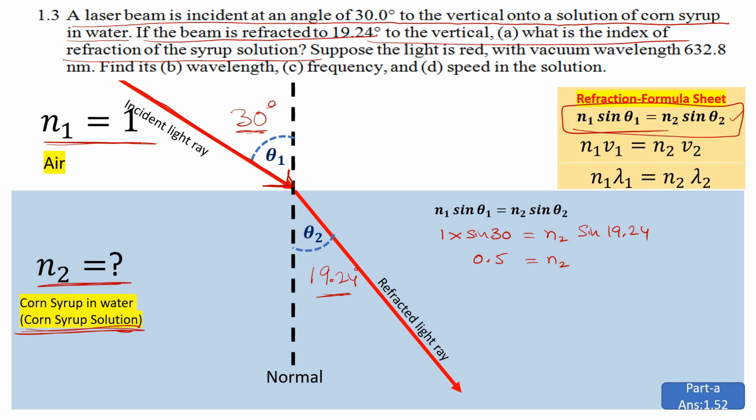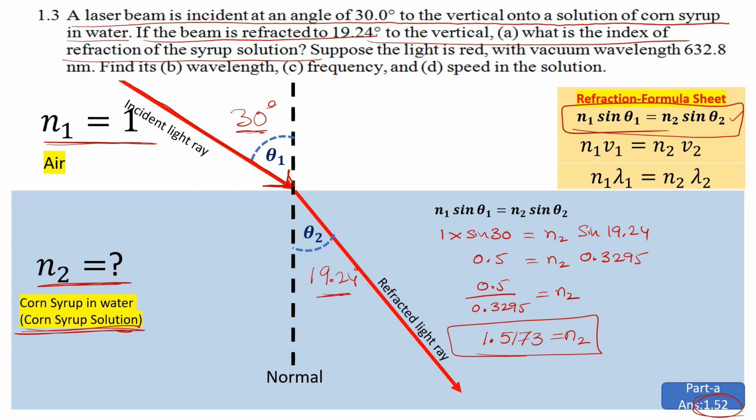Sin 19.24, whose value is 0.3295. So 0.5 divided by 0.3295 is equal to n2. So I got the answer n2 value as 1.5173, which is the refractive index of the corn syrup solution. We can also write it as 1.52, it's up to us.